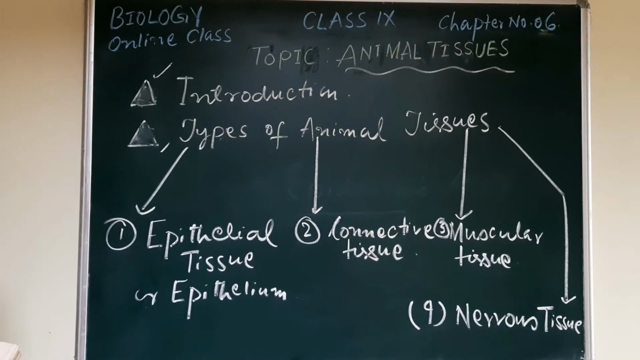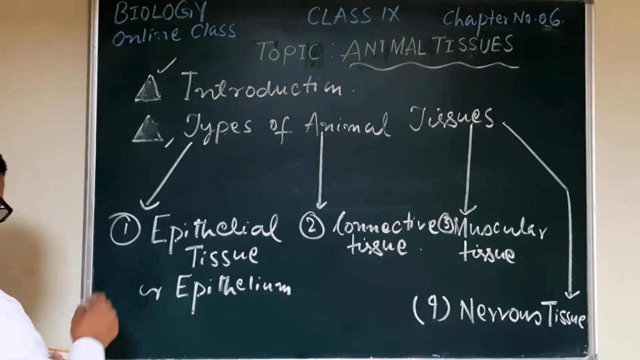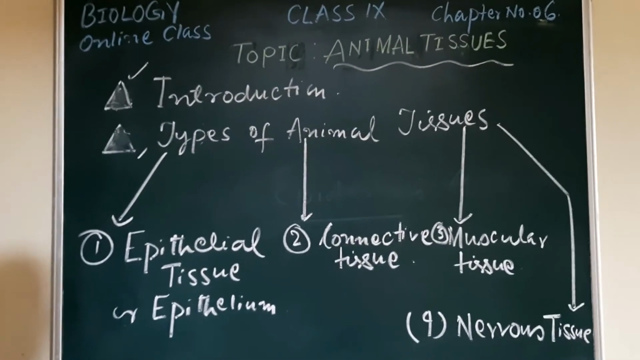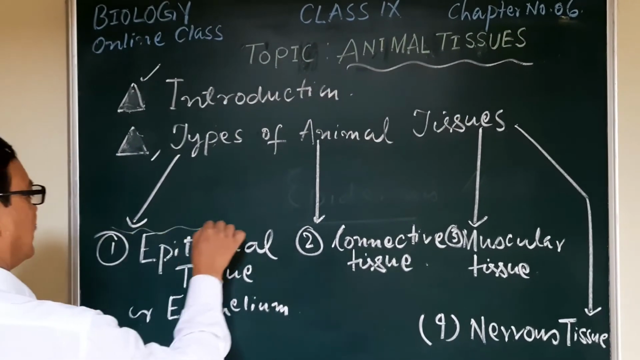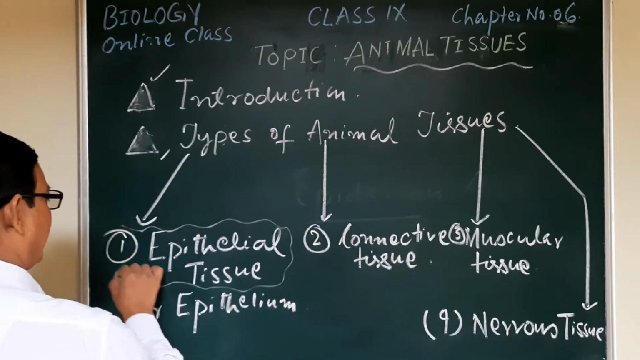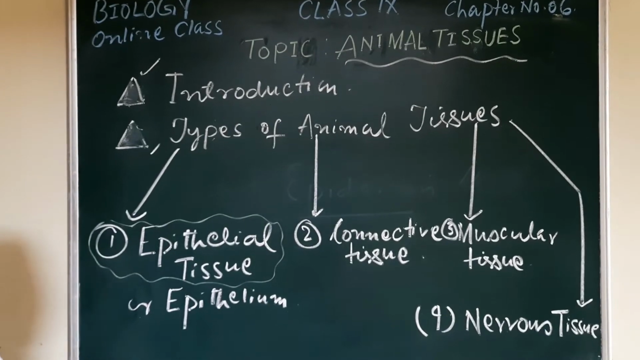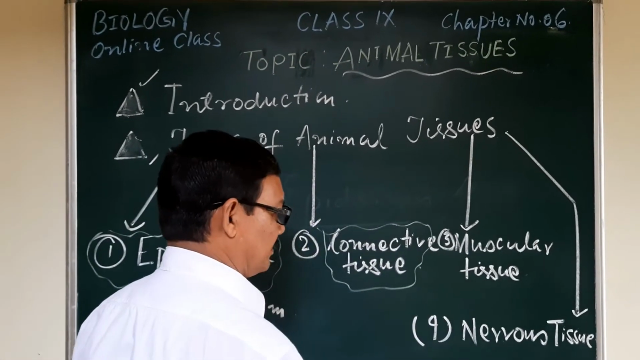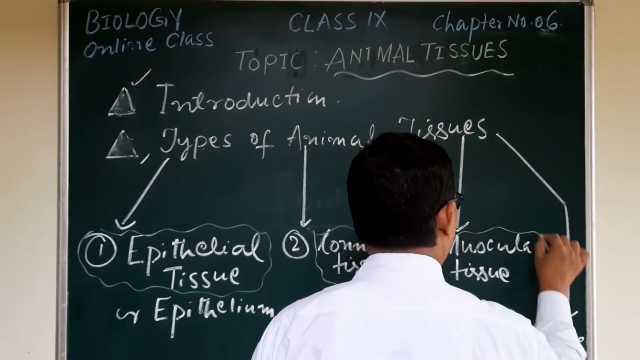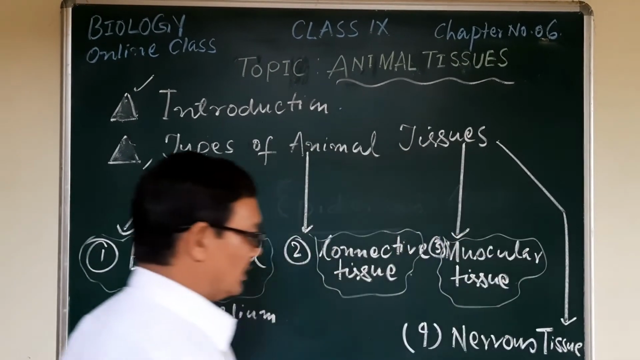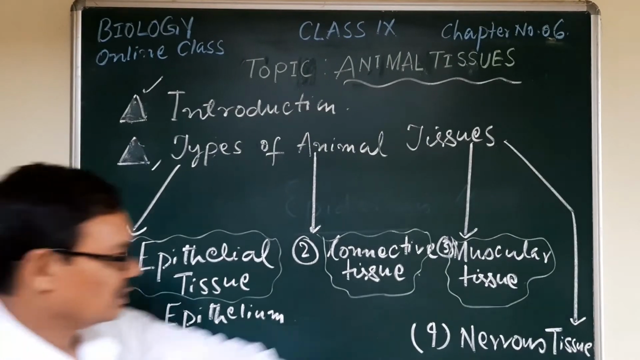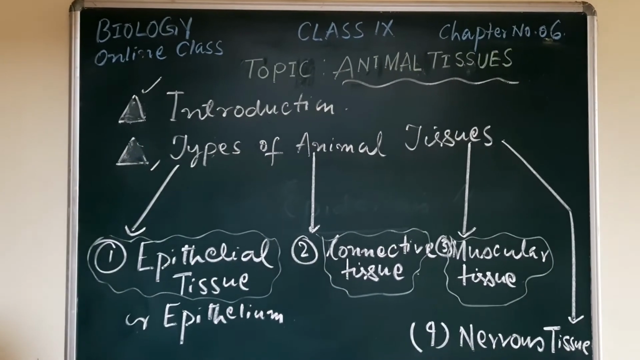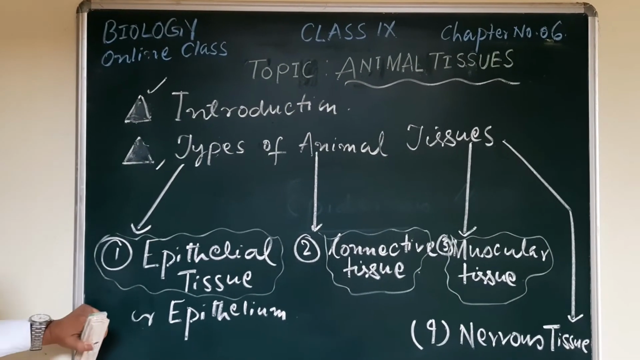What is the content of the syllabus? That is to know about the epithelial tissue and its different types, and also to know about the connective tissue and its important types, and muscular tissue, also the 3 different types. There are no types of the nervous tissue, only a brief description of the nervous tissue is required.